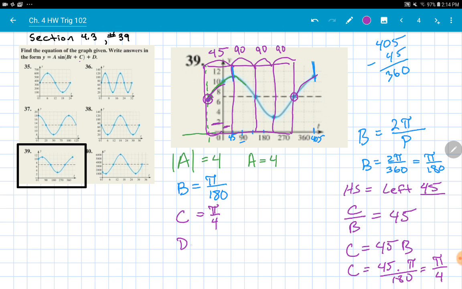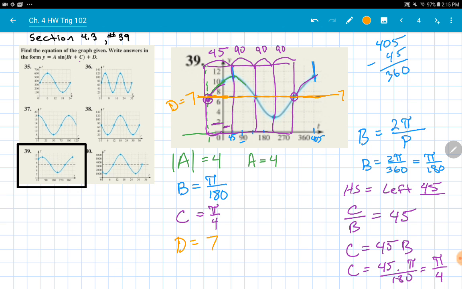And our D, whoops, I need a new color. Let's go with orange. Our D is the vertical shift. So in other words, this is our center line right here. The parent function has that center line on the x or the t-axis. It's been shifted up by 7 units because it's now at 7 between the 6 and the 8. So that means D equals 7.